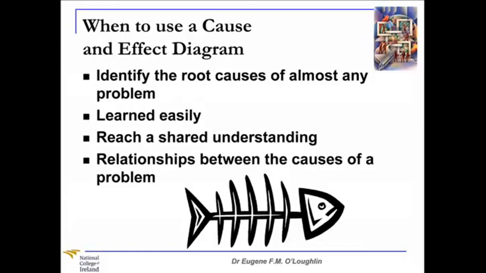We can also use them to organize and analyze the relationships between the causes of a problem. Basically, what it's very good at doing is when something has gone wrong and we don't know what it is, we're going to use our cause and effect diagram to help us try and figure out what is causing the problem.